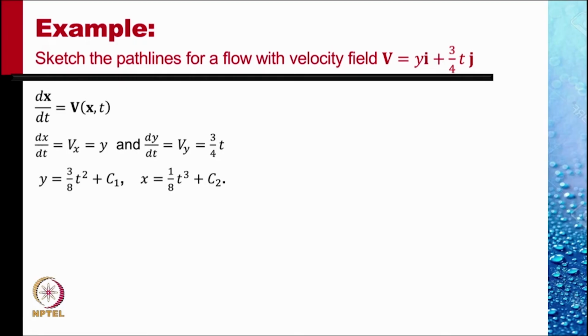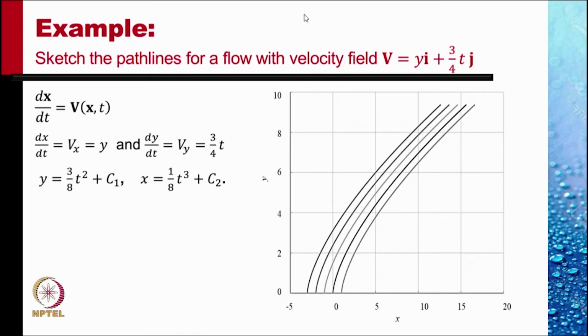We can plot these path lines for different values of c1 and c2. Here we are starting with 5 values of c2 from -3 to 1 and a value of c1 as 0. The paths of 5 particles are shown in this graph.